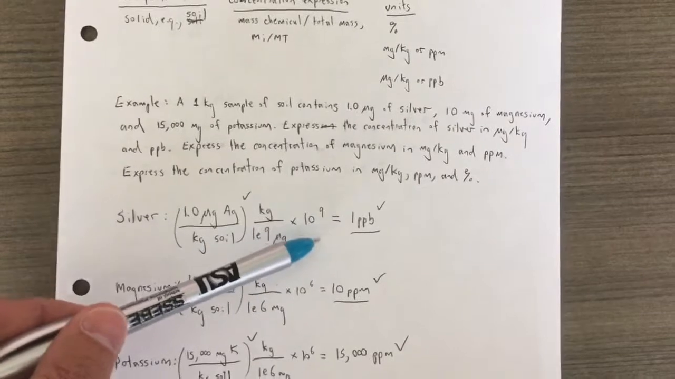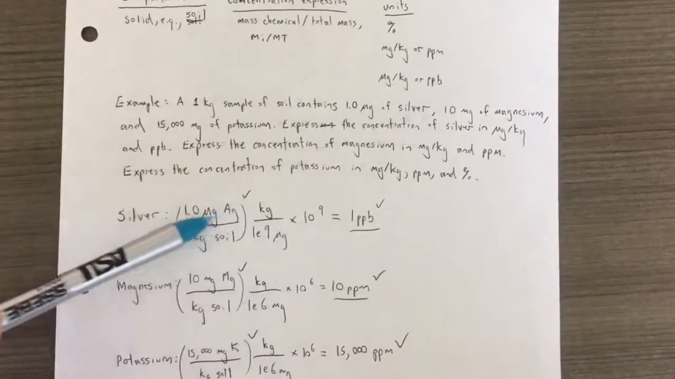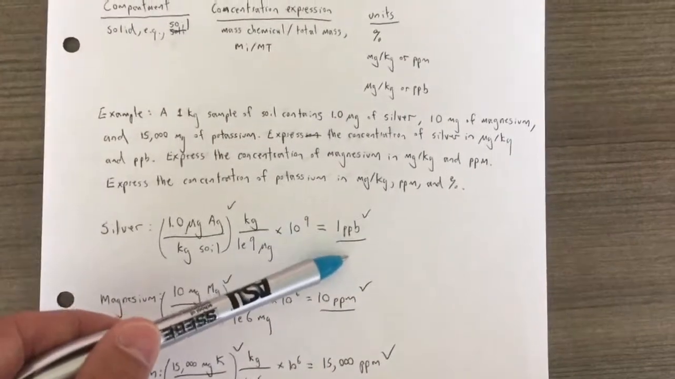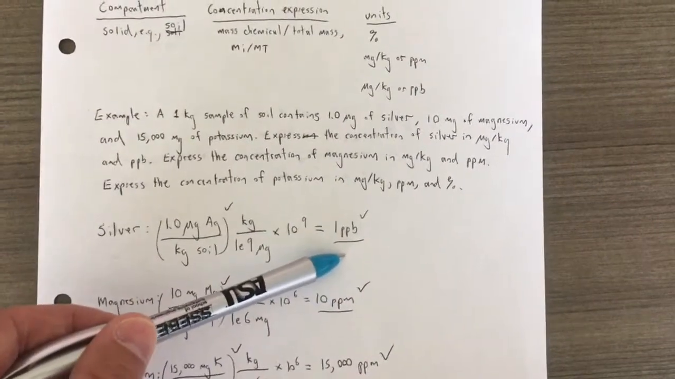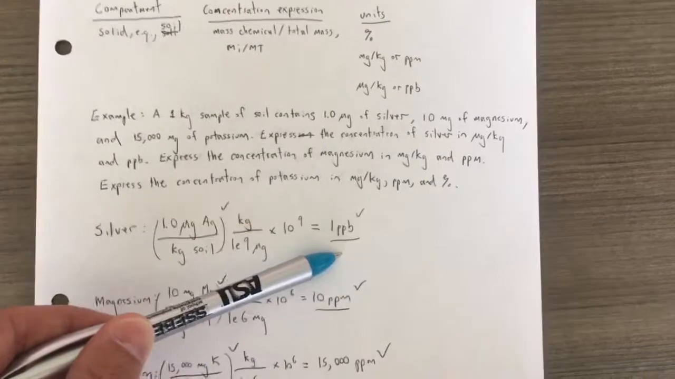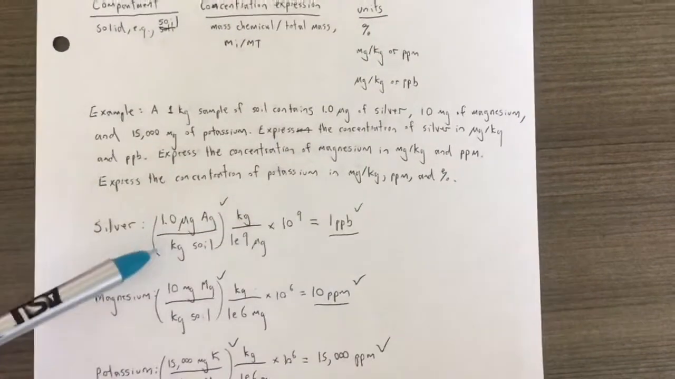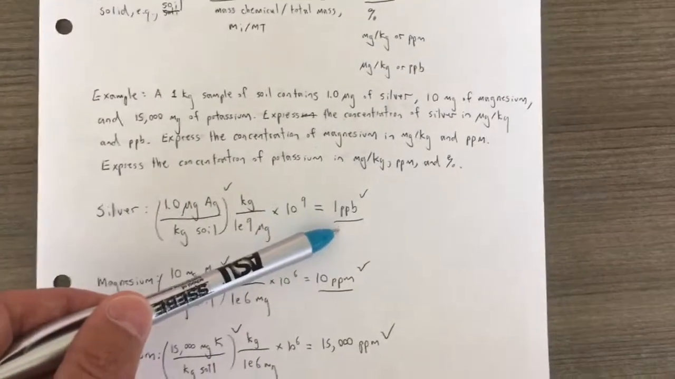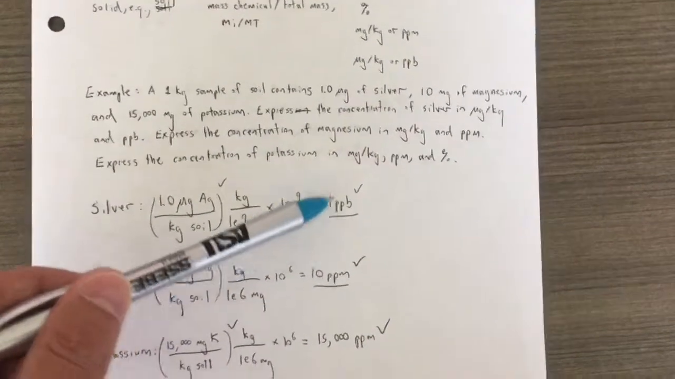And now by definition, to express it as a part per billion, we need to take this overall expression and multiply it by 10 to the 9. And what we see is that the units of microgram per kilogram and part per billion are the same. 1 microgram of silver per kilogram of soil is equivalent to 1 part per billion of silver in the soil.